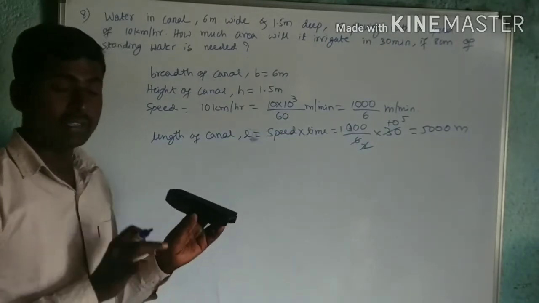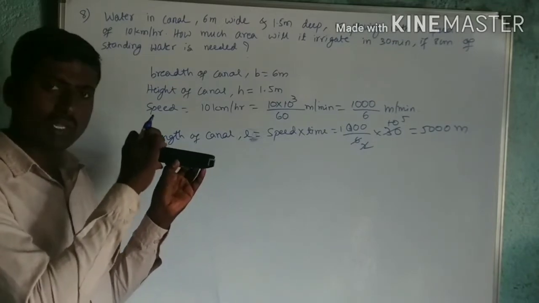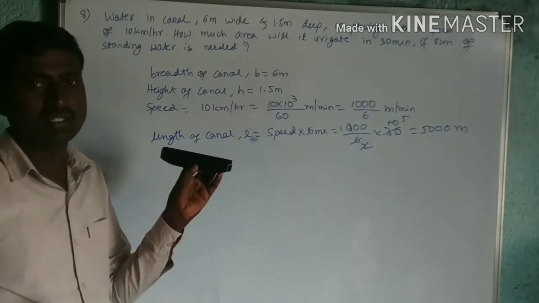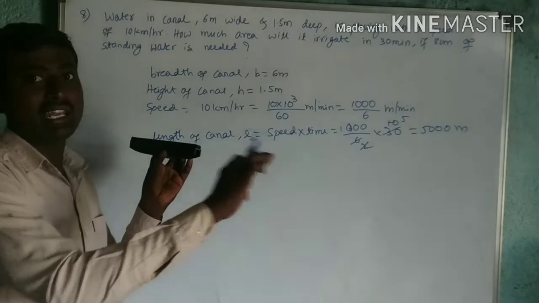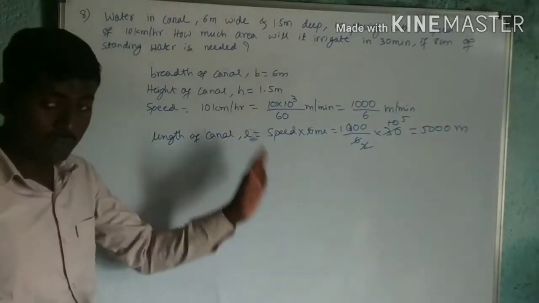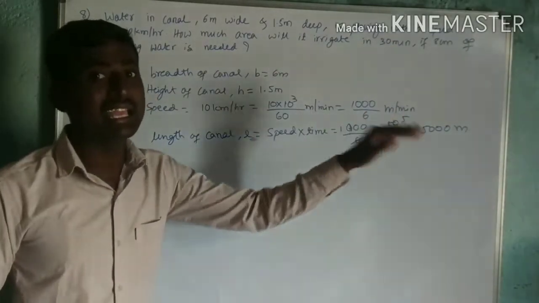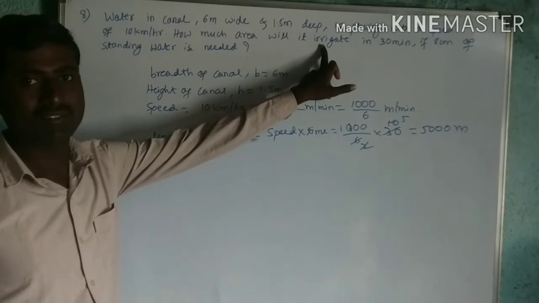We can find the volume of water that flows through the canal. Okay, so we got the volume of the canal. Volume of the canal is nothing but the volume of water that flows through the canal, which I can find. Now this water we are going to use to irrigate the area.